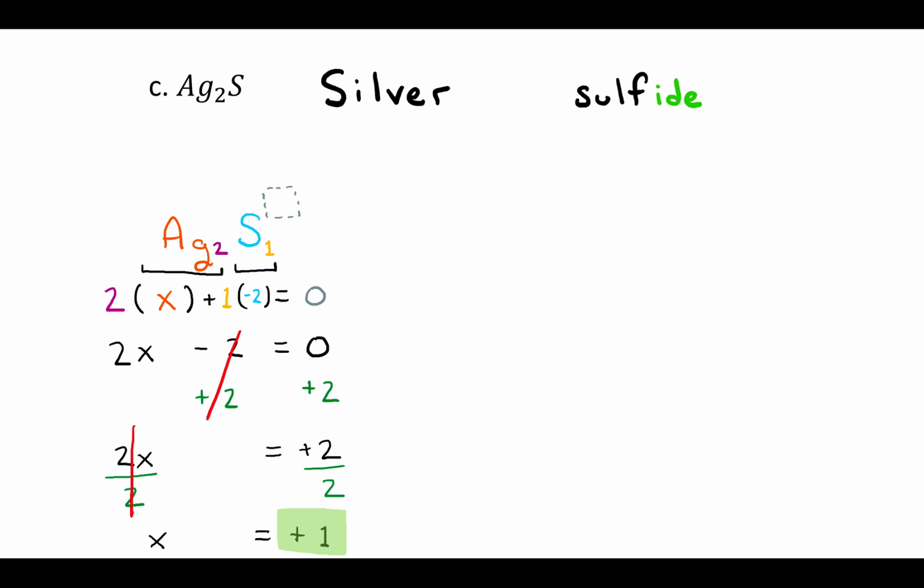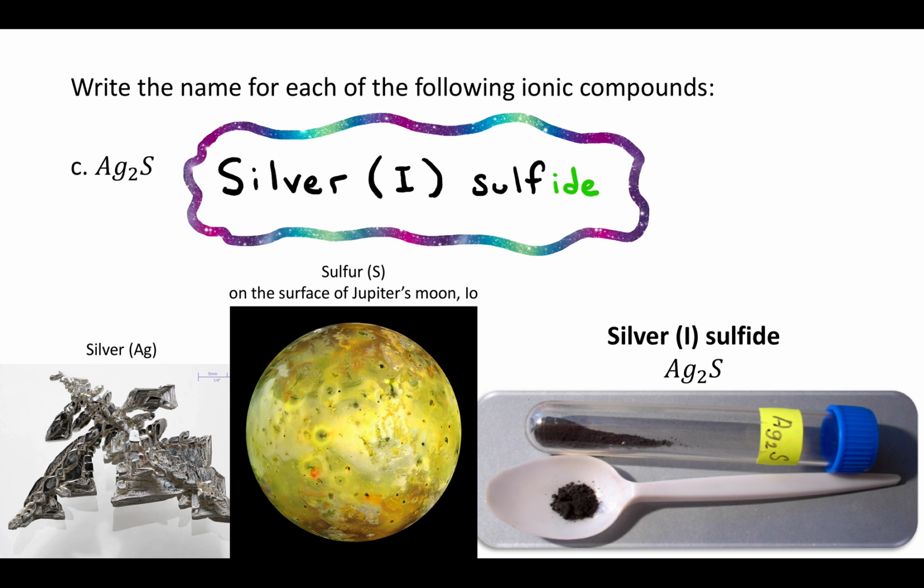So that positive 1 is the charge on silver in this compound. And so we're going to list that as a Roman numeral in parentheses after the name silver. So Ag2S is silver(I) sulfide. And this is a good point to point out that this 1 here is not representing the subscript. It's representing the charge on silver. And to figure it out, you have to make these little algebraic equations. So Ag2S is silver(I) sulfide.